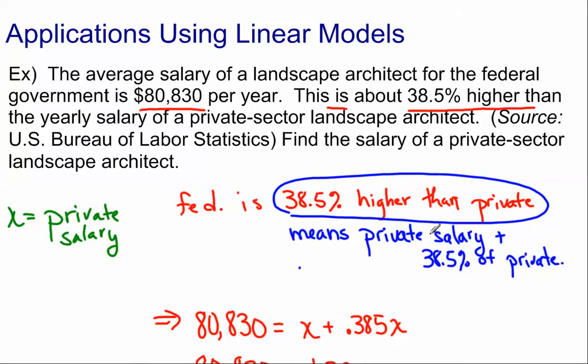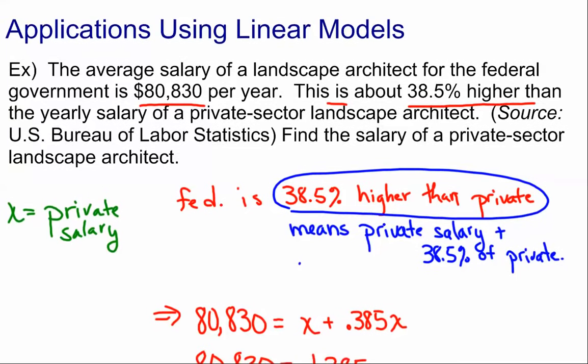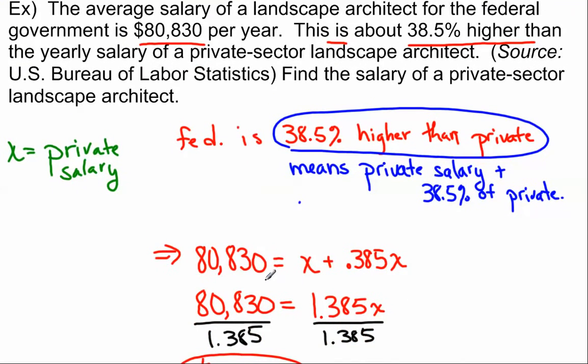Okay, so that means it's going to take the private salary and add 38.5% of that salary again to it. When I turn that into a mathematical equation, my federal salary I replace by the $80,830, equals. What's the private salary to start with? I don't know. I'm calling it X. I'm going to take my X and add 38.5% of it again to itself. To show percent of something, of means multiply, so I'm going to add 0.385x.